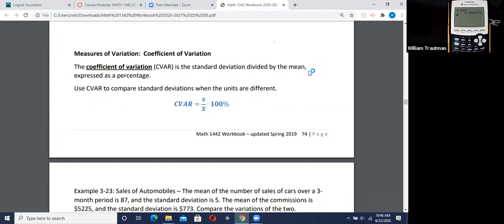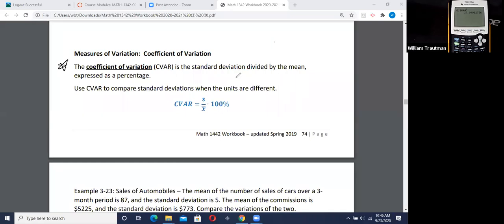Now, this next formula, you need to put a star by it. You need to write it down on your formula sheet. This is on the test, and this is one of those that is on the final. I think this is the second question that I know of for sure on the final. CVAR, coefficient of variation.